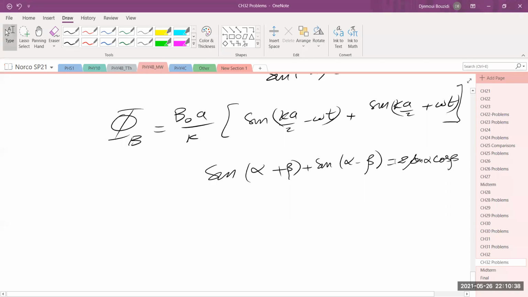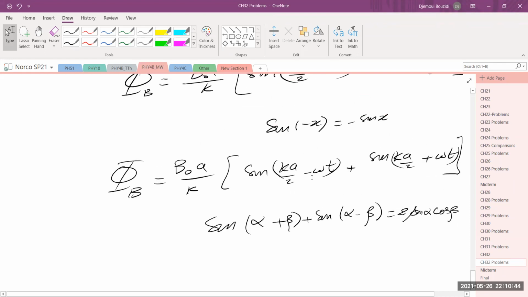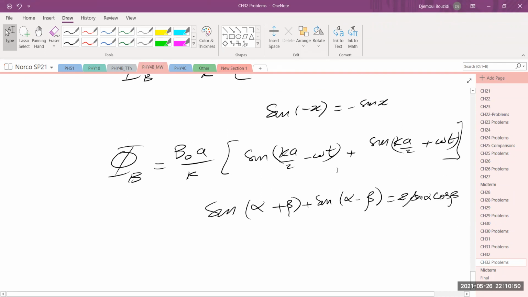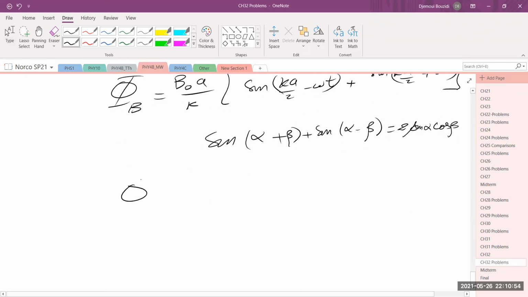Okay? Cosine of beta is the one that flips the signs. Alpha does not change signs. So in other words, this is exactly the situation here, except alpha is Ka over 2, and beta is omega t. So having said that, now we have a value for phi b, for the flux of the magnetic field.